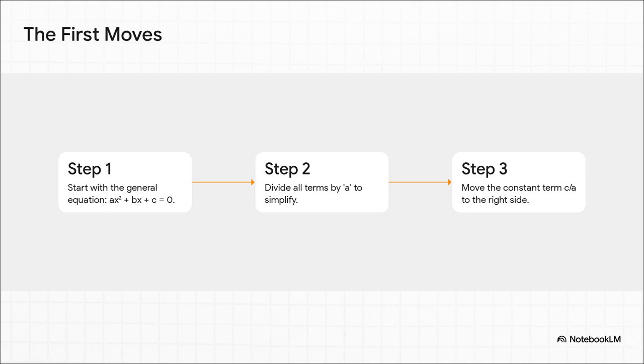Then we take that constant, the c over a part, and we just nudge it over to the right side of the equation. See the goal here? We're trying to get all the x stuff on one side and all the plain numbers on the other.